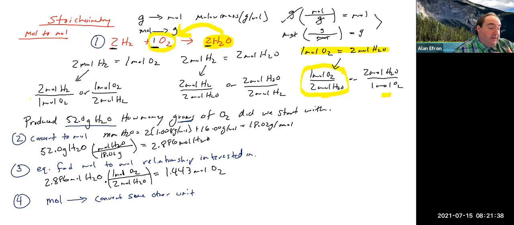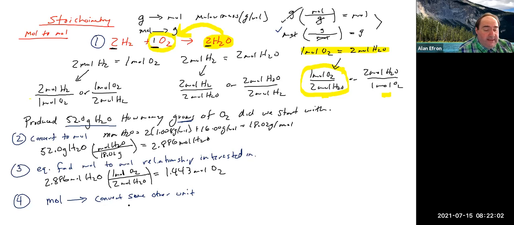So again, that could be grams, could be pounds, could be some weird unit or something like that. But in a lot of cases, it is grams. So a lot of times, on the back end of the calculation, like I mentioned before, we oftentimes need to go from moles to grams.